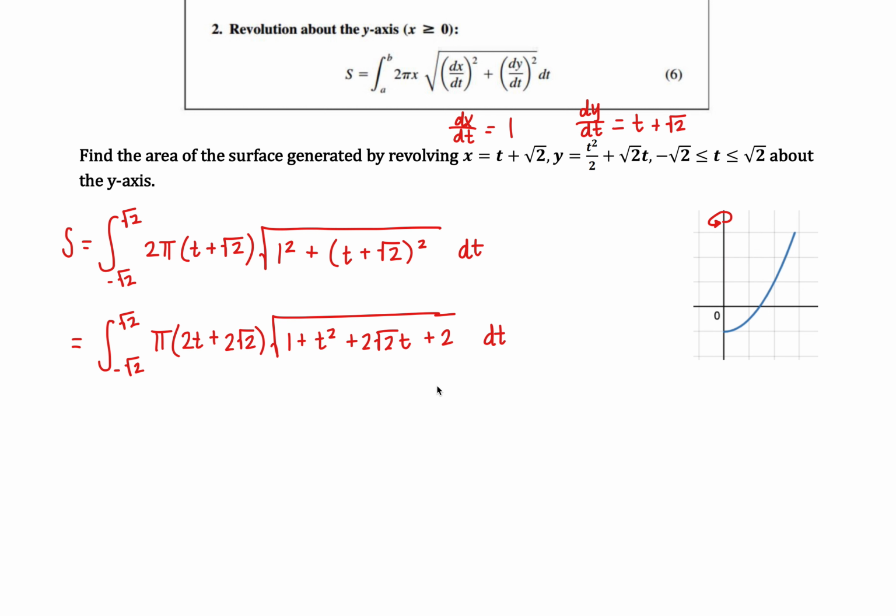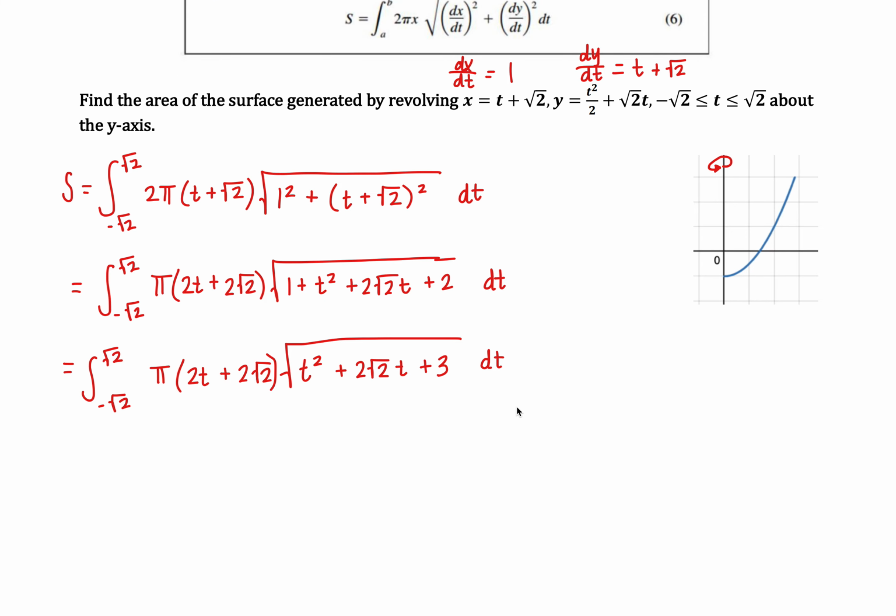You might be thinking to yourself, well, it's kind of ugly inside that radical, and it is. But it's okay. We're going to be able to do a u substitution. So let me go ahead and rewrite this. Putting the terms underneath the radical in a little bit better order and combining like terms, we end up with t squared plus 2 square root of 2 t plus 3. So you might be now seeing why I decided to distribute that 2 over here. And if you don't see it yet, that's fine. You'll see it in a second.